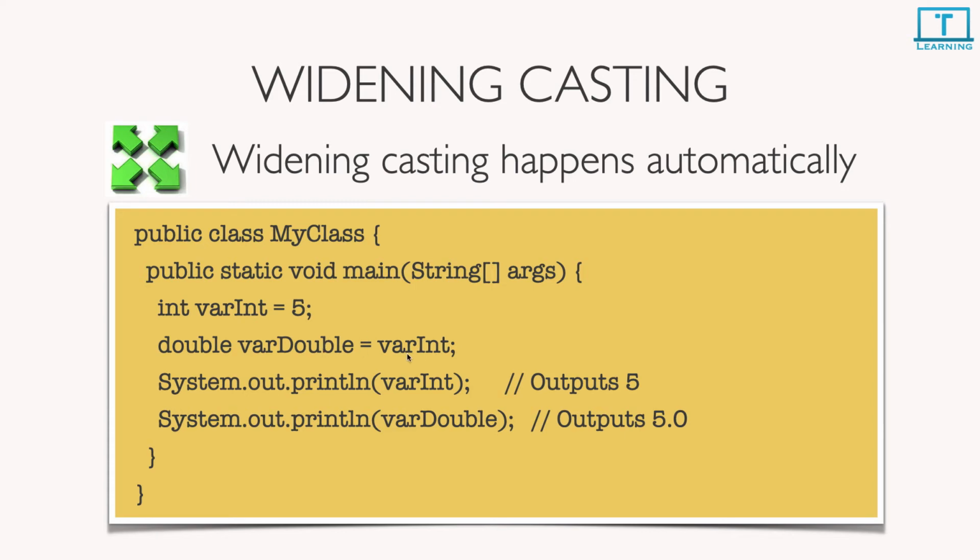Since this happens automatically, you don't need to do anything. You can just assign the value, and the value will be converted. The integer value will be converted to double. So when you print the values of these two variables, when you print the value of the integer variable var int, it will output 5. Whereas when you print var double, you will get 5.0 because it has been converted to a double value.